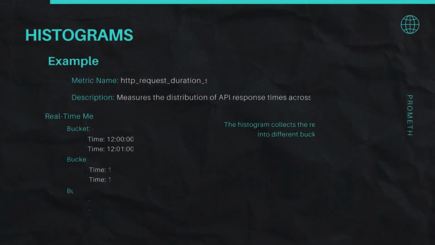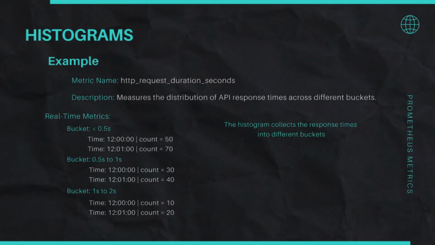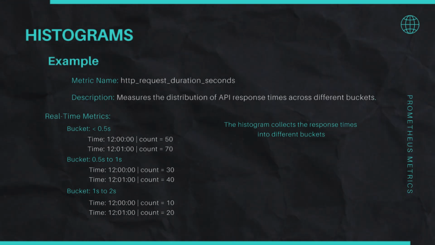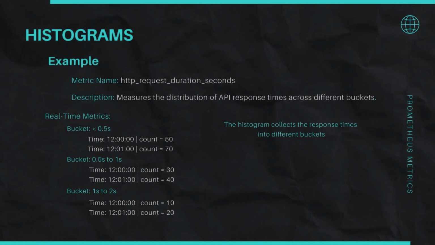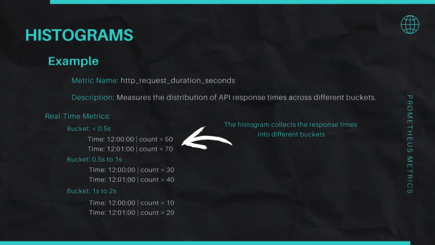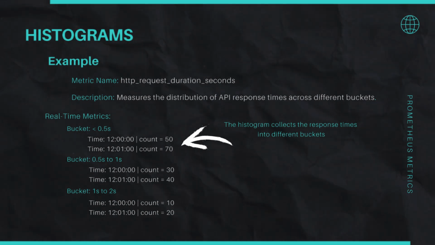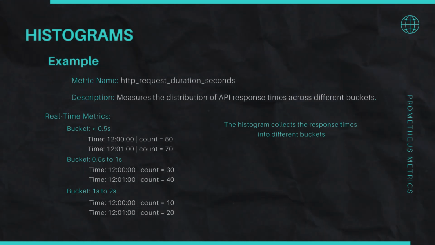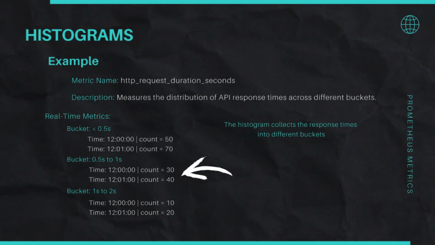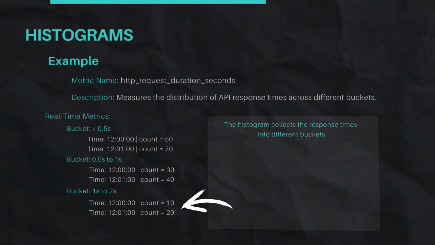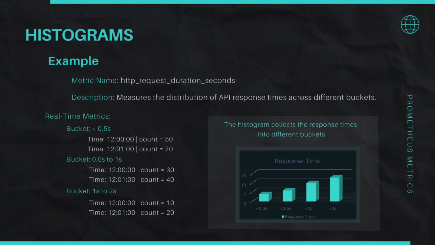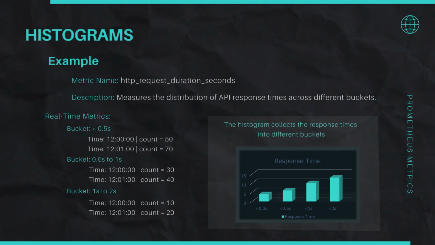This metric measures the distribution of API response times across different buckets. Here we have data from between 12 o'clock and 12:01. The number of requests completed in under 0.5 seconds increased from 50 to 70. At the same interval, we also see several requests completed between 0.5 and 1 second, and a few requests completed between 1 and 2 seconds. This is how it looks as a graph in Grafana, with response time buckets on the x-axis and the number of requests on the y-axis.